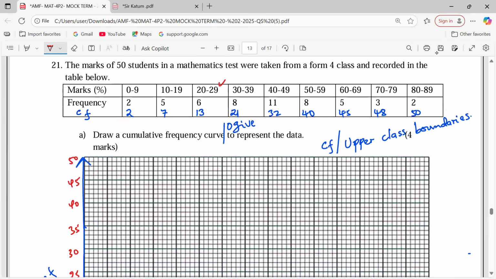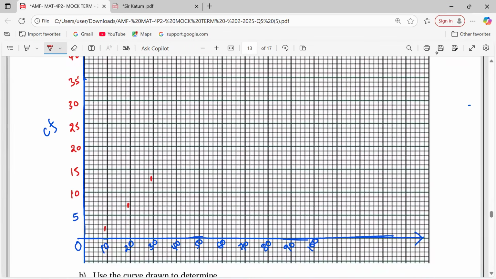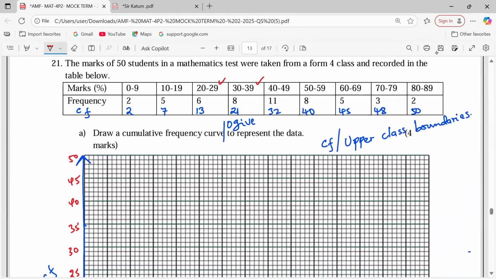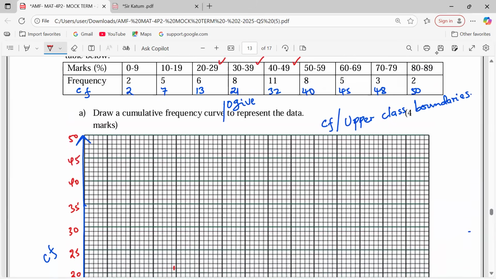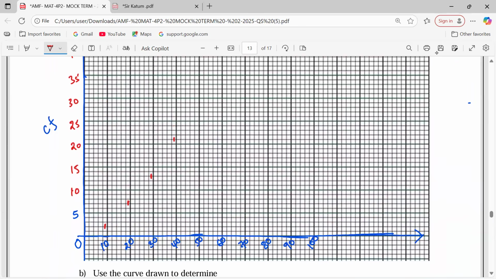We proceed to 39.5 against 21. 21 is just above 20. We are just identifying the coordinates. The upper boundary here is 49.5. Then we are having 32. 32 is at this point. Yeah, that is where 32 is.